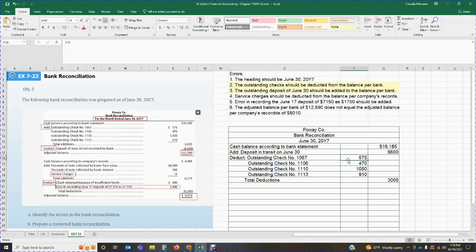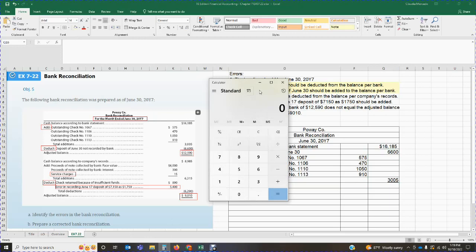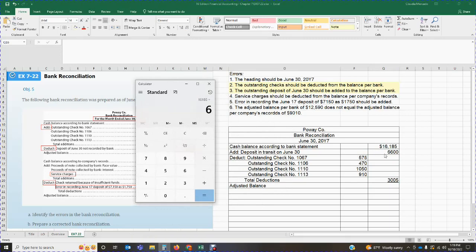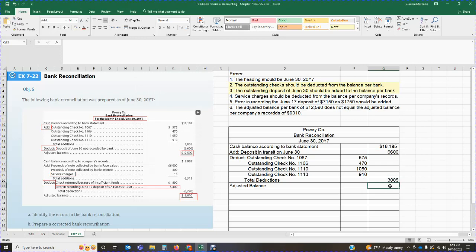Okay, we have total deductions of $3,005. So I'm going to go ahead and show these. So at the end, we know that we're going to have our adjusted balance. Now, my adjusted balance is going to be our $16,185. I'm going to add my deposits in transit of $6,600. That gives me $22,785, and then I'm going to subtract my deductions of $3,005. That'll give me a balance of $19,780. So we've already accounted for those 3 items right there.